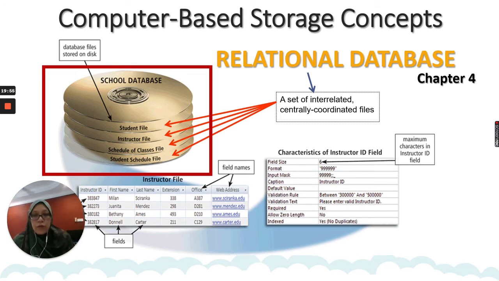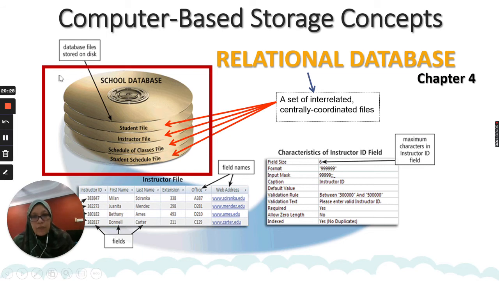So for the computer-based storage concept, they store it in the system. Of course the data is stored in the database. Database is a set of interrelated, centrally coordinated files. So they store data in one place that we call a database. There are many types of database, but for your concern here, we refer to this type. We call it a relational database.